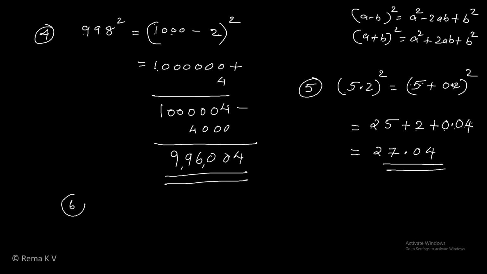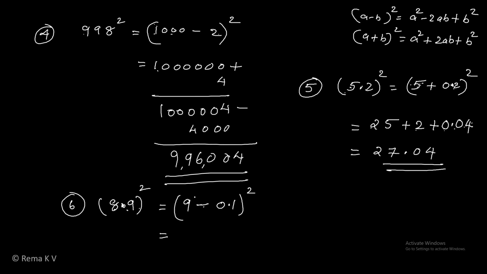Okay, now another one. 8.9 square. See here, 5.2 we wrote as 5 plus 0.2. You can write this one as 9 minus 0.1, square. 9 minus 0.1 square.